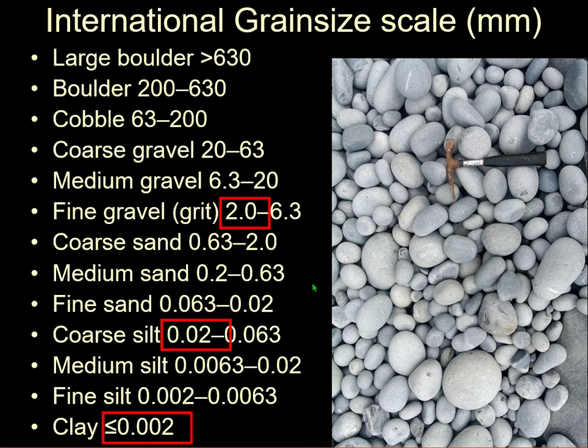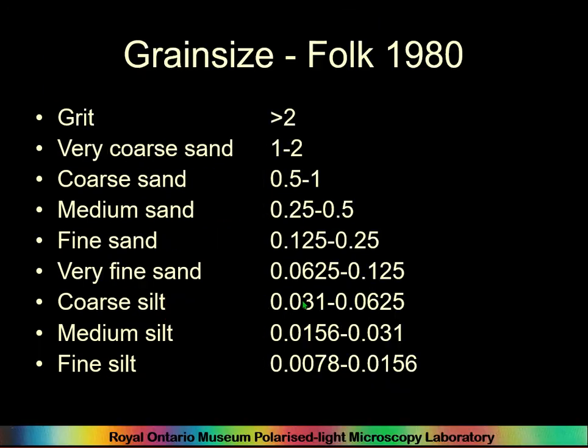What we tend to use in this course, because this is what I asked you to, is the Folk system, which is ever so slightly different. And essentially, when you are describing a petrofabric and you're saying this is fine sand, you need to say, if you're publishing it, when I say fine sand, I'm using Folk 1980. That's what I'm using.